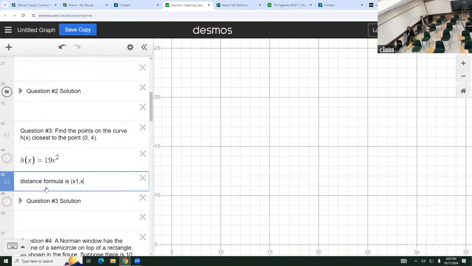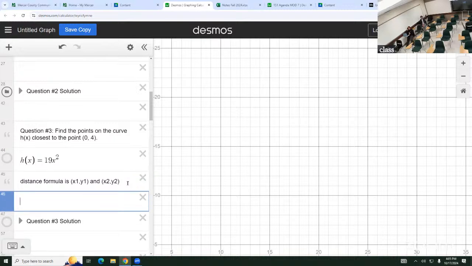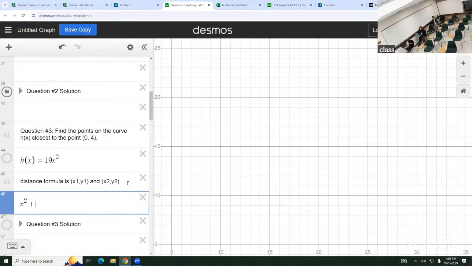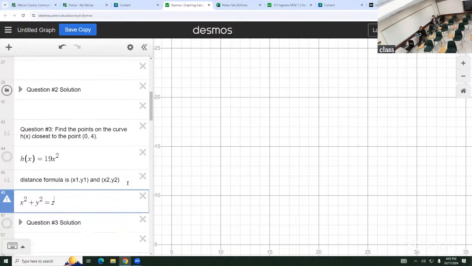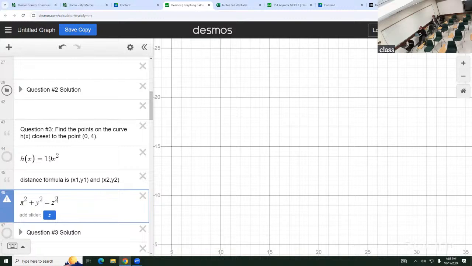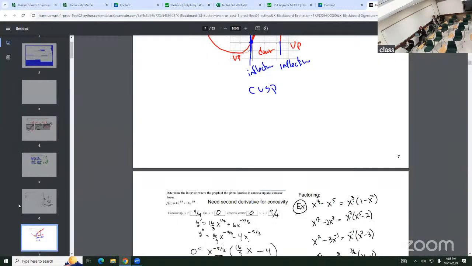x1 comma y1 and x2 comma y2. So you have 2 points and you want to know the distance between them. You're using the Pythagorean theorem. The Pythagorean theorem says that x squared plus y squared equals z squared. In this case, the x is the distance between the.